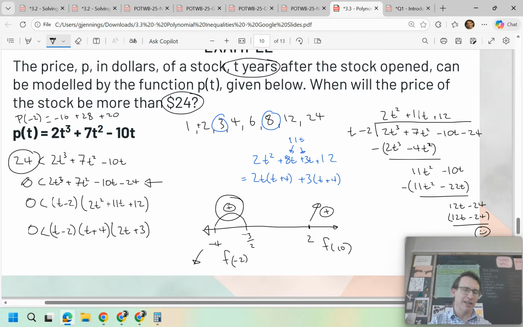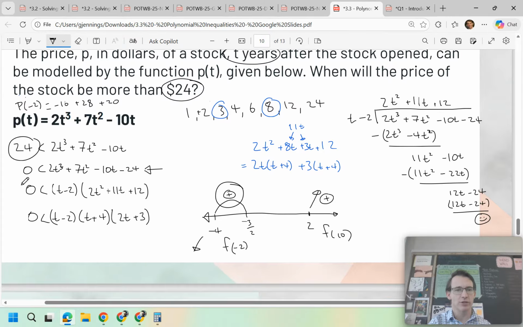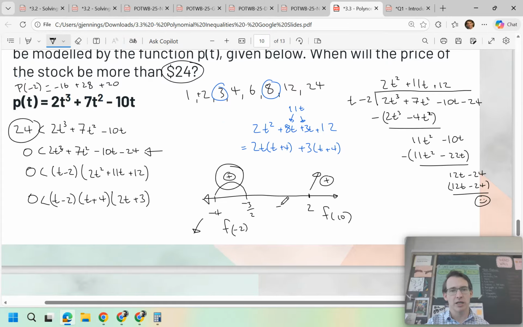All right, so I tested the ones that I was looking for. I didn't test all of them, but I can 100% tell you that this is negative over here and this is negative over here based on the function setup, its end behavior, and how these roots are performing. Okay, we don't need to test those.